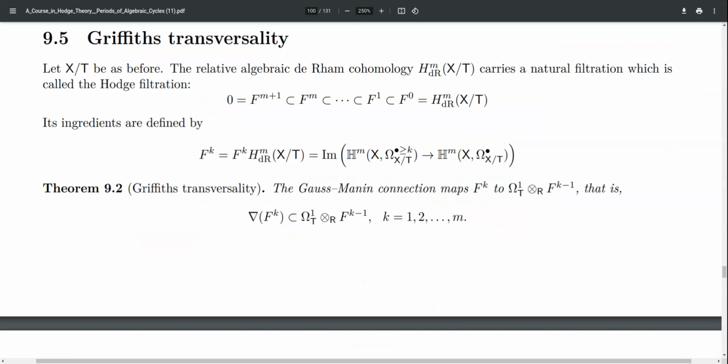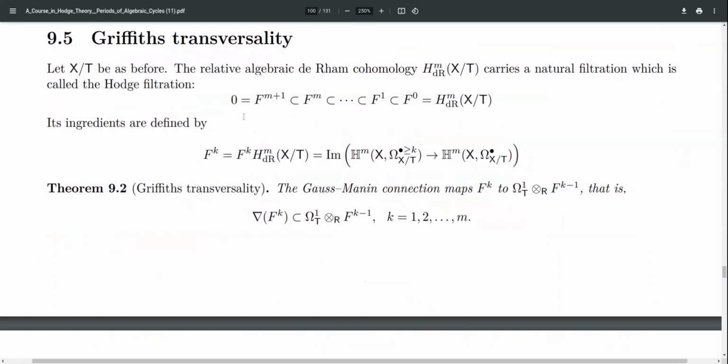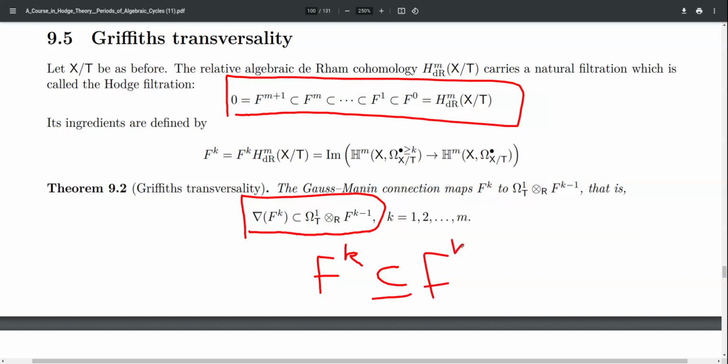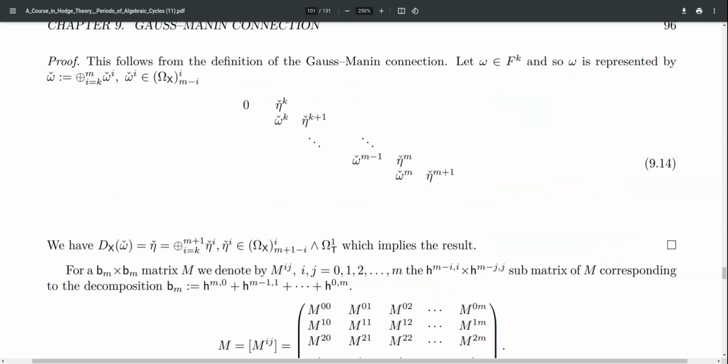The next important property is the relation of the Gauss-Manin connection with the Hodge filtration. In a similar way, we have the Hodge filtration of the cohomology bundle, and it turns out that the Gauss-Manin connection sends F^k to F^(k-1). So it's a kind of pushing forward. Remember that F^k was inside F^(k-1), and so on, and then everything is inside F^0.